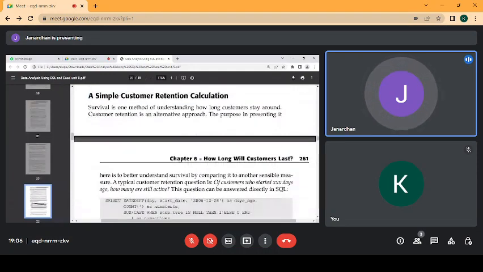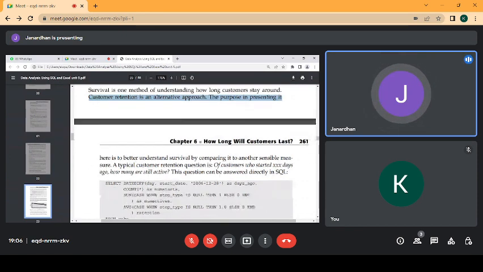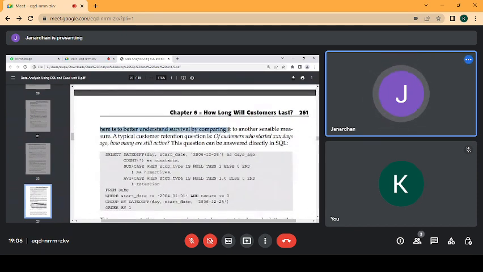Right. A simple customer retention calculation. Survival is one method of understanding how long customers stay around. Customer retention is an alternative approach. The purpose of presenting it here is to better understand survival by comparing it to another sensible measure.